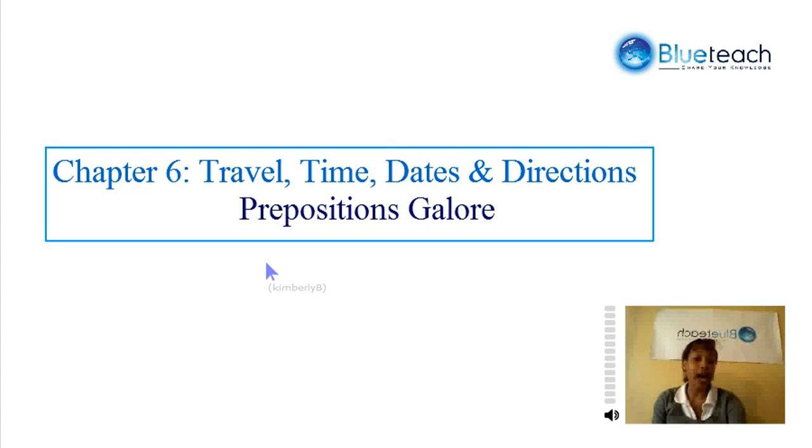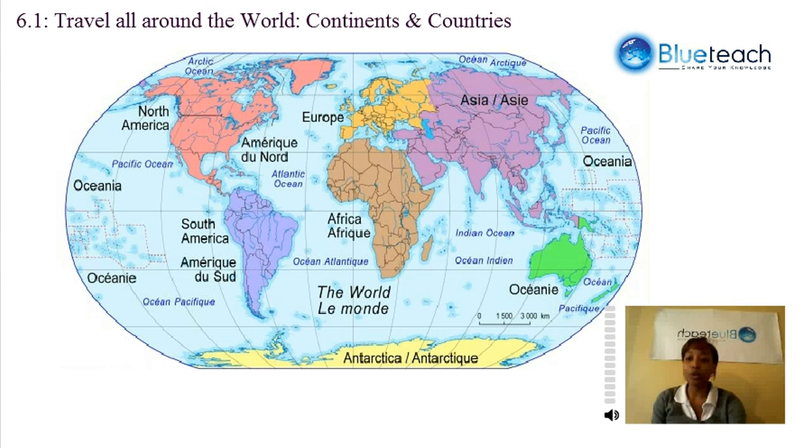In this chapter, we're going to be looking at how we use different prepositions with different verbs to talk about travel, time, directions. Our first topic is 6.1, Travel all around the world, looking specifically at continents and countries.